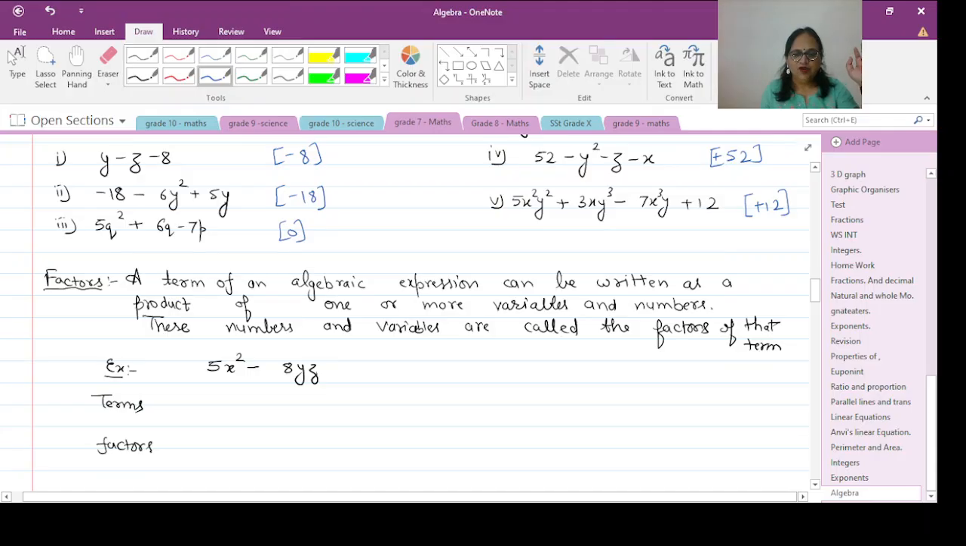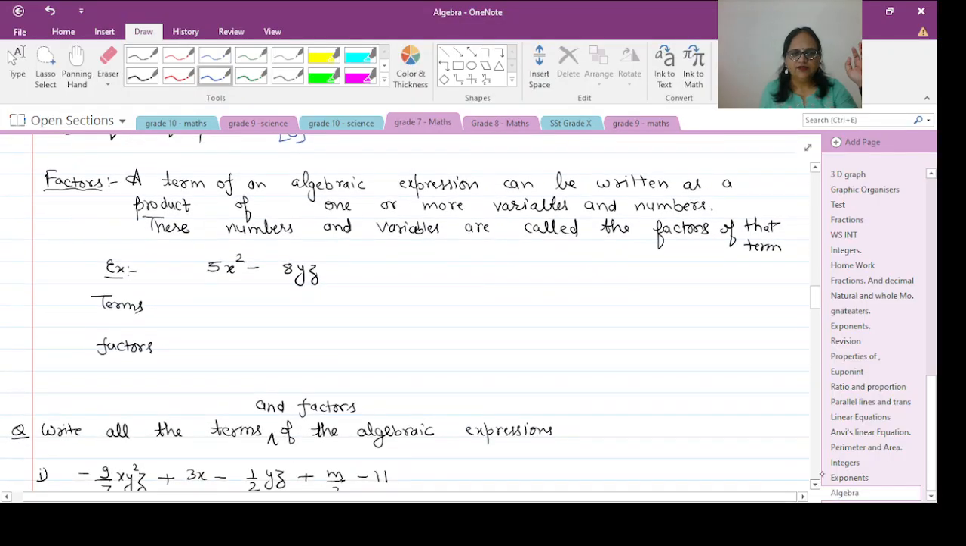Factors. Now what are the factors of a term? Factors means a term of an algebraic expression can be written as a product of one or more variables and numbers.